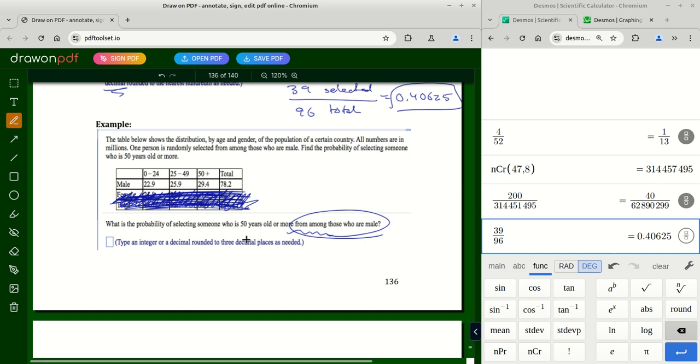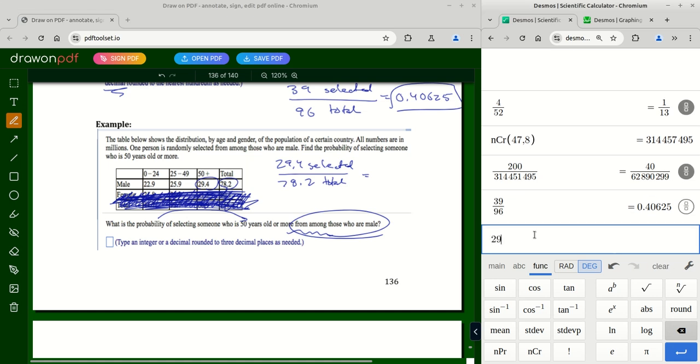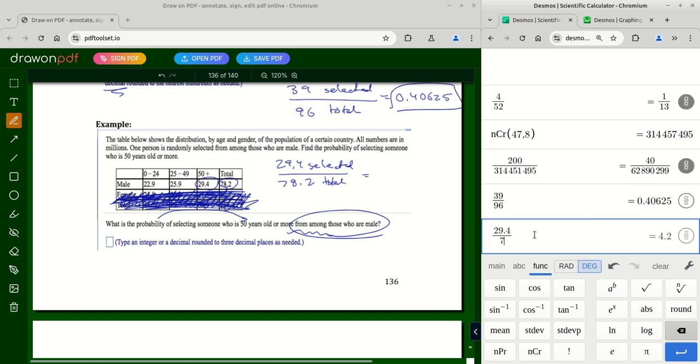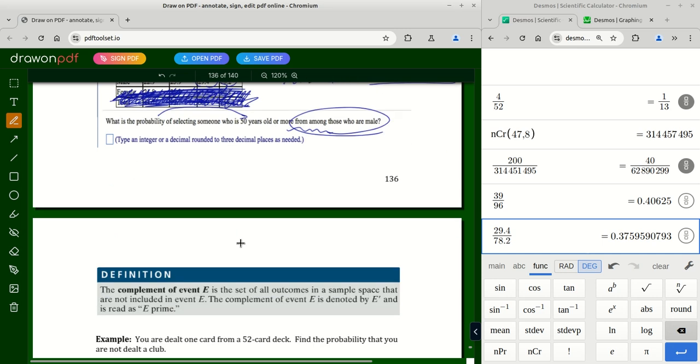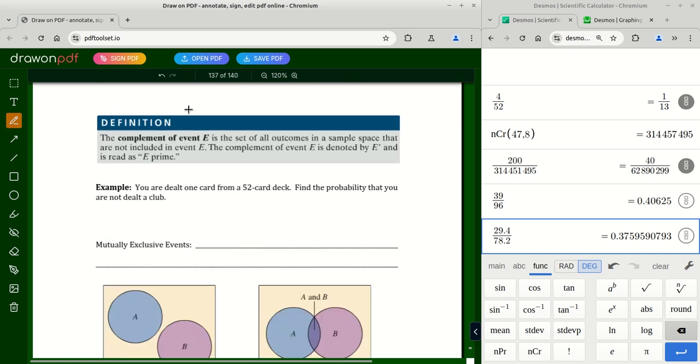Okay. So, says, okay, what's the probability of 50 or more? Oh, well, that's these guys, and there's my total. So I got 29.4 selected out of 78.2 total. Put it together. And I get my answer, 37,595. Sweet.